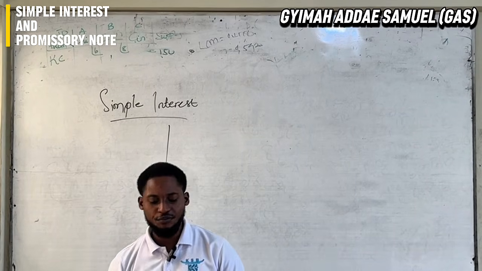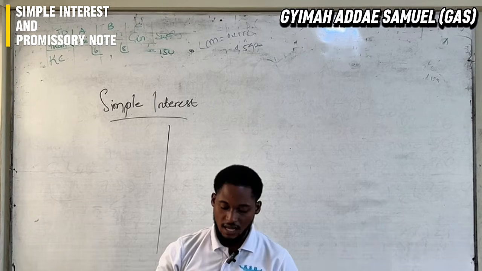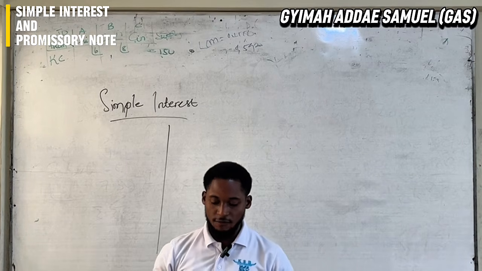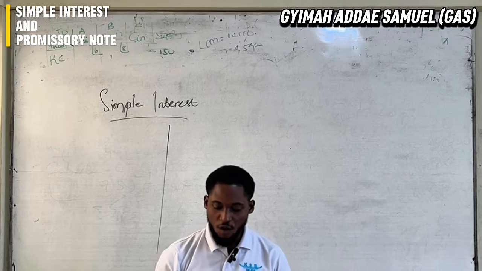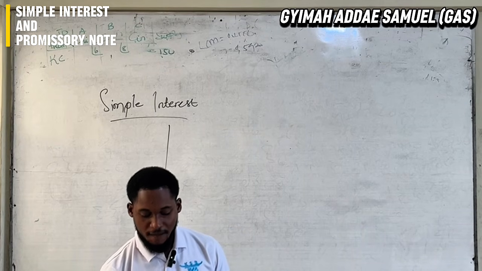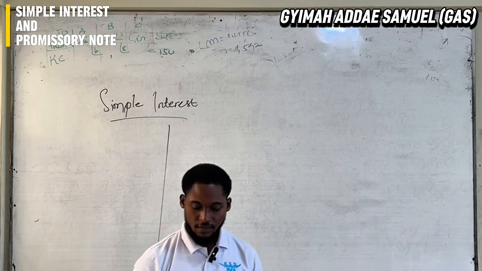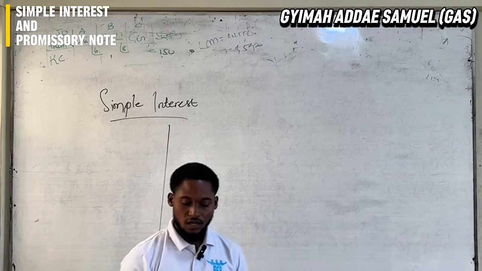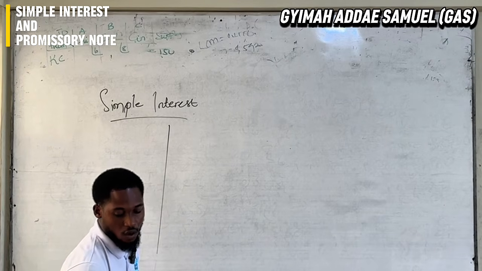It says compute the interest on a credit purchase of 3,000 Ghana cedis at 5% interest for 8 months. With this question, we are computing our interest. So now let's state our apparatus.